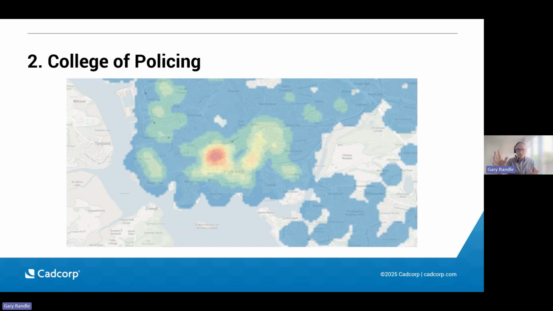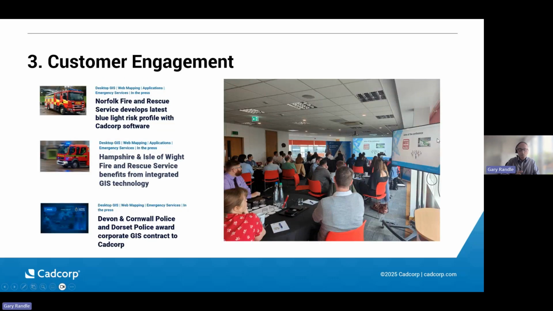The other part of that process was the College of Policing. They've been publishing advice about different techniques that is relevant to policing, but other sectors as well. And we'll be talking a bit more about that shortly. The third part of that process was the customer engagement. So we've got a large number of existing customers that we're able to talk to and get feedback from.